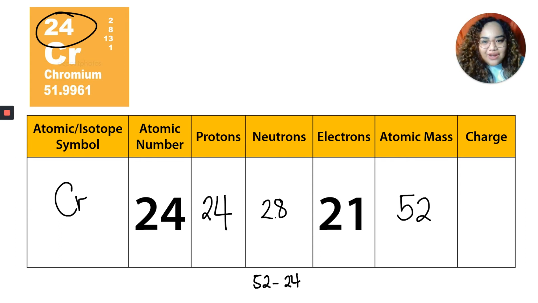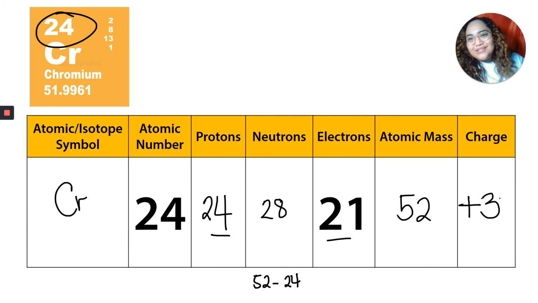Now what about the charge? If you look at the number of protons and the number of electrons, which is higher? Is it the proton or the electron? Which is higher? Proton is higher. The number of protons is higher. So the charge will be positive. Now, by how much? So 24 minus 21, you will get 3. So the charge for this is positive 3. That means it has 3 fewer electrons.